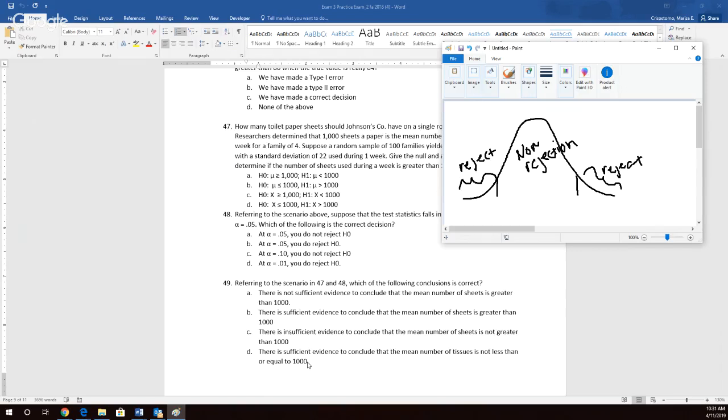And then remember, we're testing against the null. So which one says that the null is not true? B says that we have sufficient evidence to conclude the mean number is greater than 1,000, or there's sufficient evidence to conclude that the mean number of tissues is not less than or equal to 1,000. So again, we're trying to test against the null. So D would be the correct answer here.